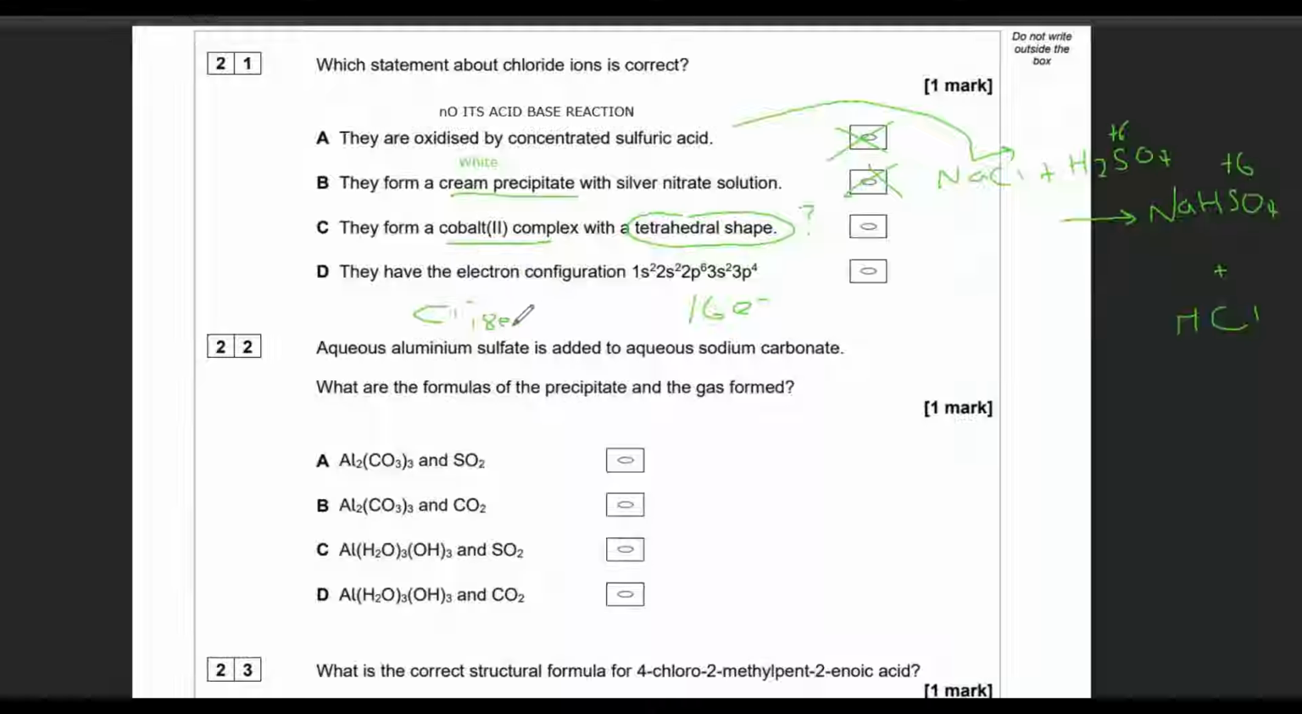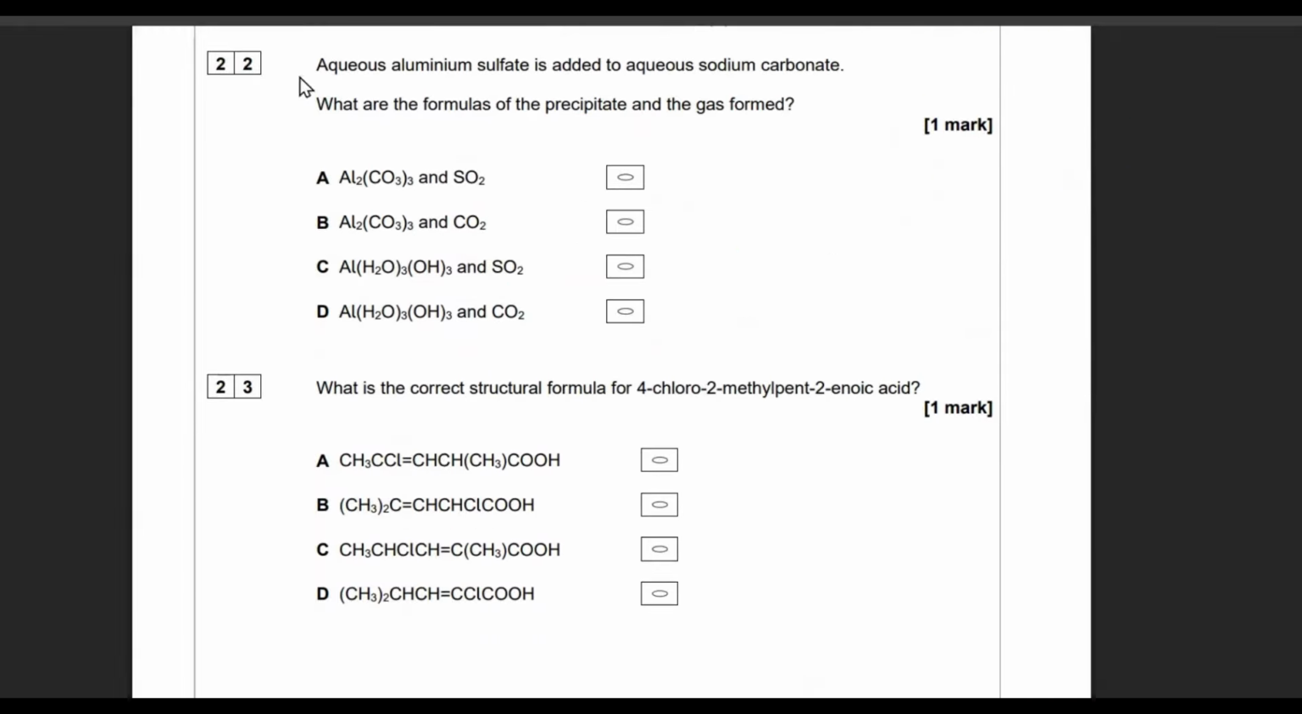Does it have an electronic configuration of that? No, that's 16 electrons. Chloride ions have 18 because chlorine has 17 electrons. When it's an ion, it has 18. So it's going to be the tetrahedral shape. And chloride ions, as a ligand, are bigger than H2O. So you don't get 6 of them around there because of their size. You can fit 4 around a central metal ion, and so they're going to form a tetrahedral shape.